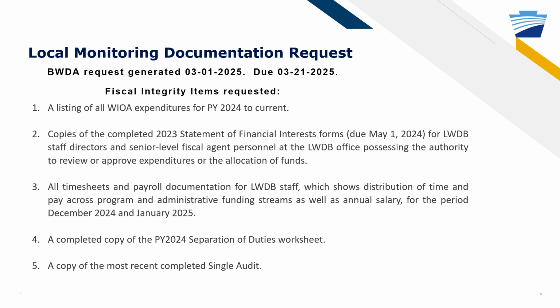First, BWDA requires a listing of all WIOA expenditures for PY 2024 from July 1st, 2024 to current. This includes, but is not limited to, programmatic, administrative, direct and indirect, shared and cost-pooled costs and expenditures using WIOA formula funds and any WIOA-funded discretionary grants.